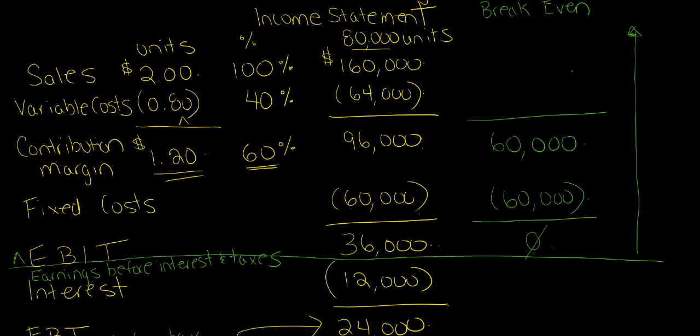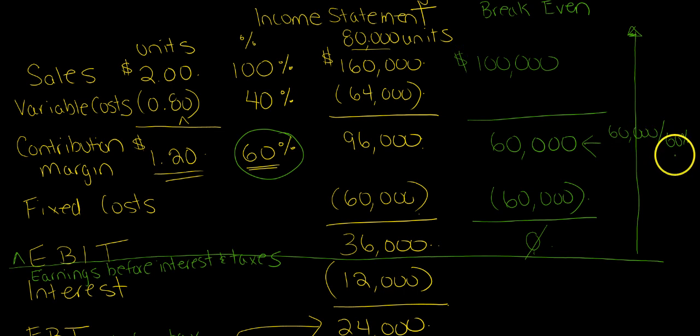So what I can do is I can just take this 60,000 and then divide that by the 60%, so the contribution margin percentage. And what that will do is it'll give me my break-even sales of 100,000. So 60 divided by 0.6 will give me 100,000. And now what I can do is I can subtract 40,000 from that to give me my 60,000 contribution margin.